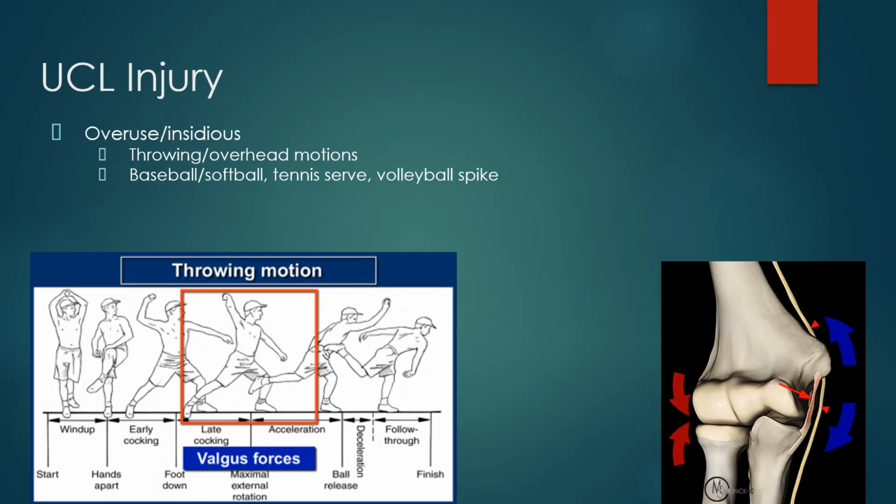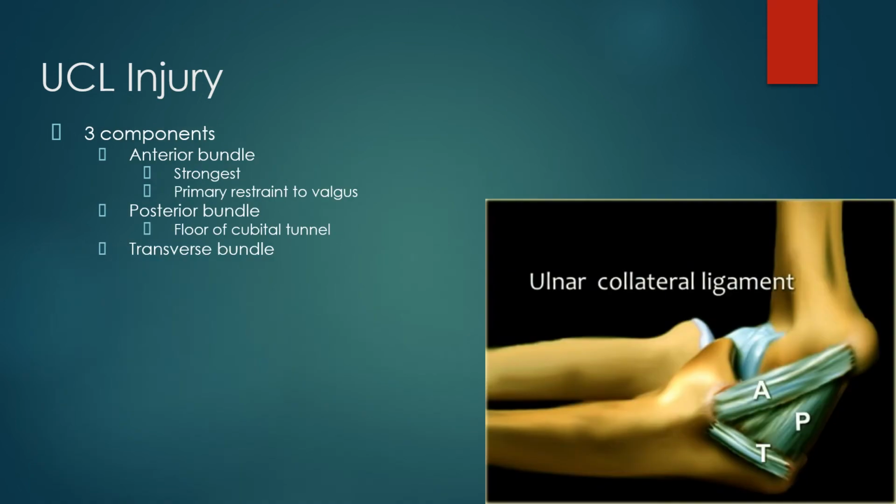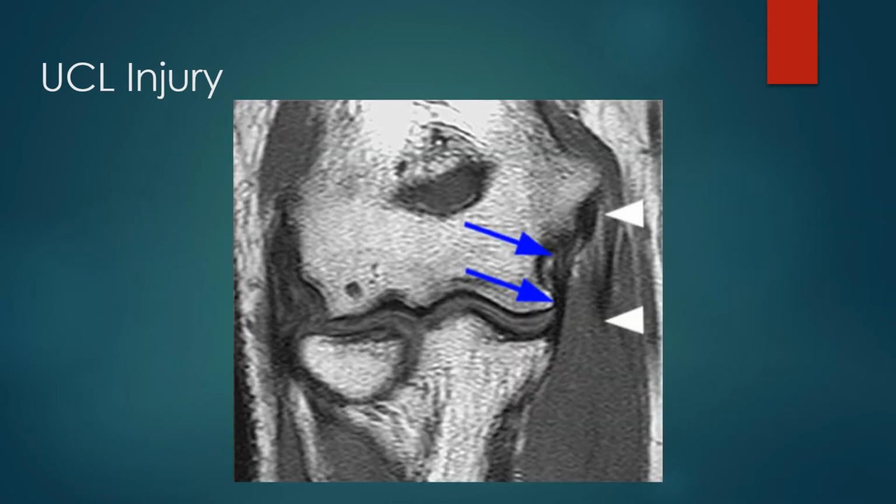So this is just a review of some throwing mechanics and the valgus stresses that typically we see with UCL sprains or UCL injuries. So don't forget that there are actually three bands or bundles to the UCL. The anterior bundle receives the most attention, which we'll see soon as we look at imaging for this particular structure.